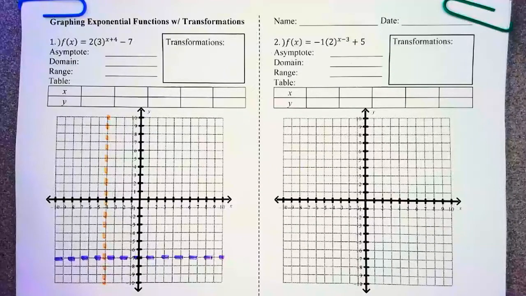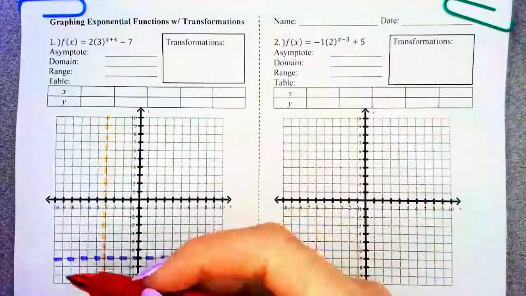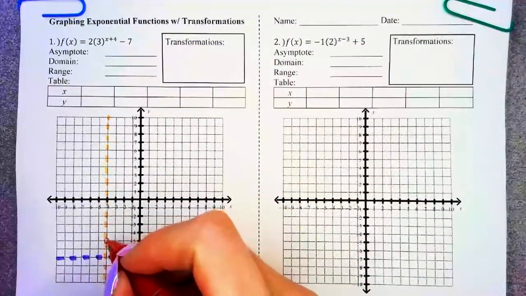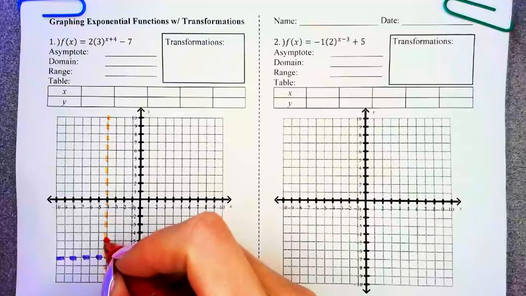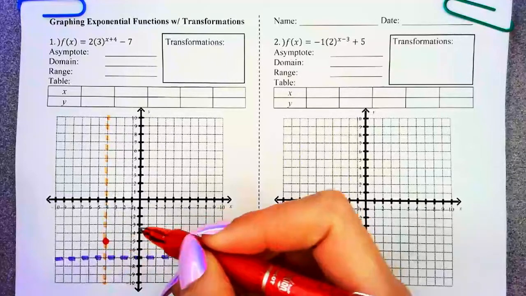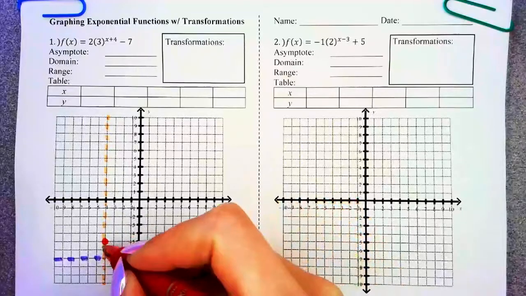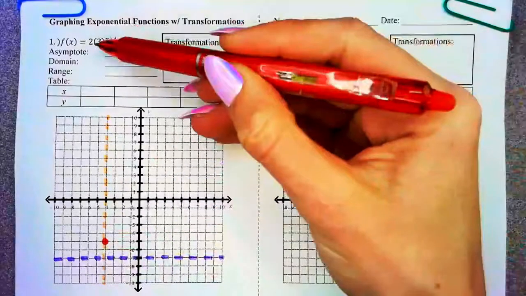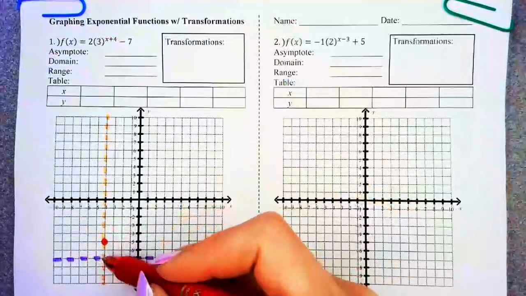All we have left to use are the 2 and the 3. The 2 out front is my vertical stretch, or my initial value. However, my whole graph has moved left 4 and down 7. That doesn't change the fact that your initial value of 2 is still 2 units away from where your two dashed lines crisscross. The 3 is the base in the problem, which is still telling me I multiply by 3 every step of the way.